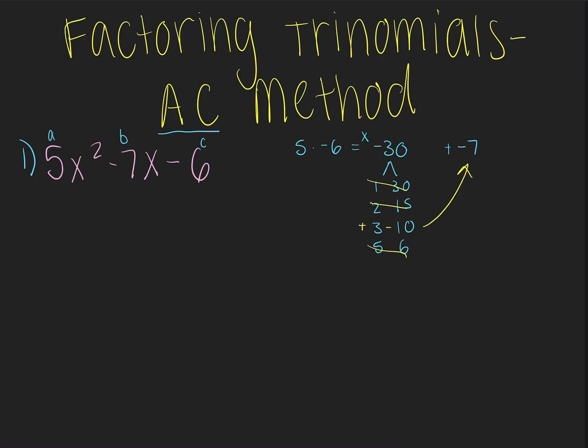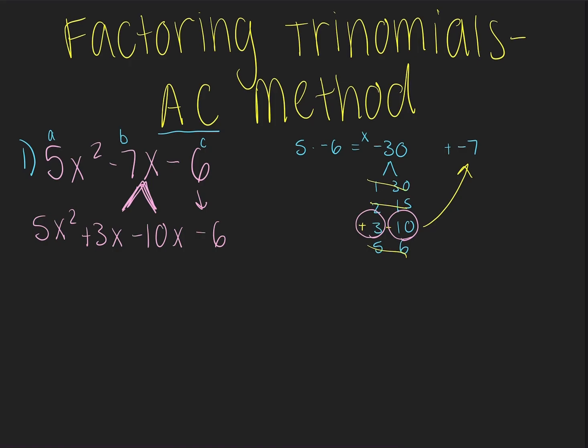So I'm going to use those two terms. I'm going to take those two terms and do what's called splitting the middle term. So I'm going to put little arrows here. I have positive 3x, that's from my positive 3, and negative 10x. And that works. 3x minus 10x gets you back to the negative 7x. So bring down the last number and the first number. And now we have four terms.